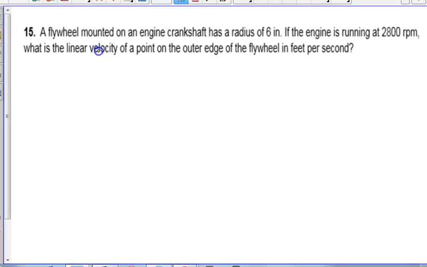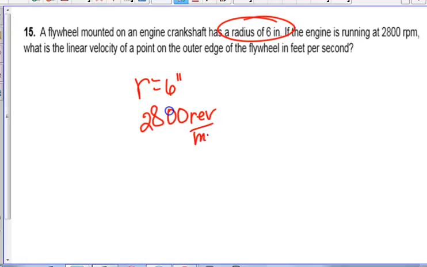Two more questions? Okay. A flywheel mounted on a crankshaft has a radius of 6 inches. That's pretty clear, radius 6 inches. It is running 2,800 RPMs, which is revolutions per minute, and they want the linear velocity. If I put this question on a test, I'd probably just ask you the linear velocity and be done with it. When we're all done here, this wants it in feet per second, which is a whole other ball game. But for now, let's just find the linear velocity and then we'll convert.